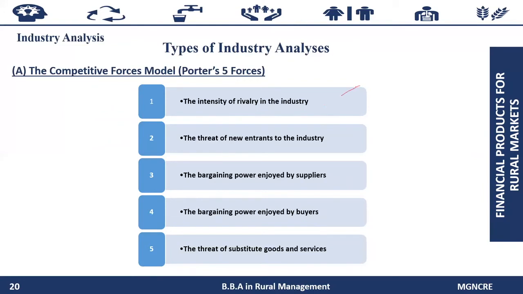Firstly, the intensity of rivalry in the industry. That is, the rivalry in the industry affects the competitive environment and also influences the ability of the existing firms in achieving profitability. Then we have to see the threat of new entrants in the industry, the bargaining power enjoyed by the suppliers and then buyers too, and the threat of substitute goods and services. Every goods and services have the threat of substitute in the industry.